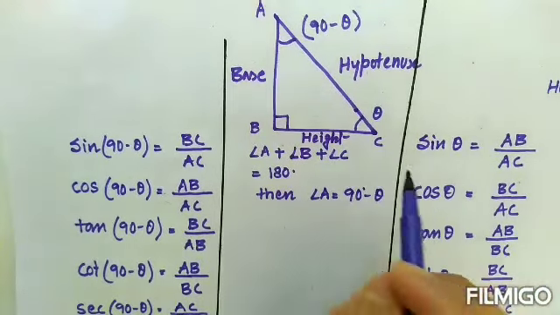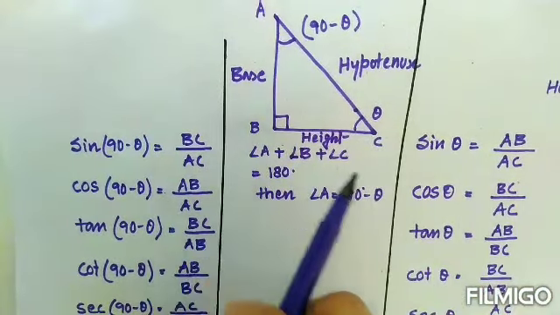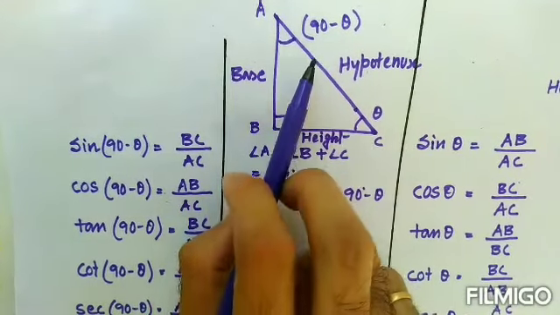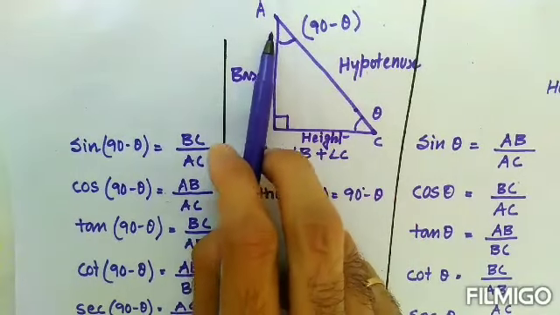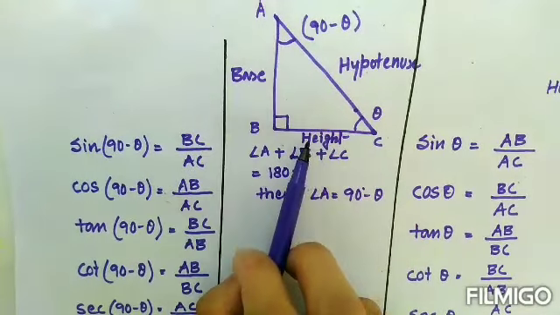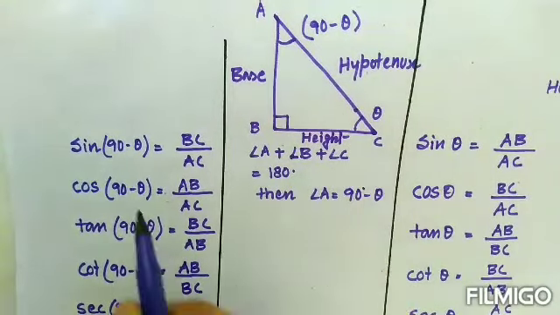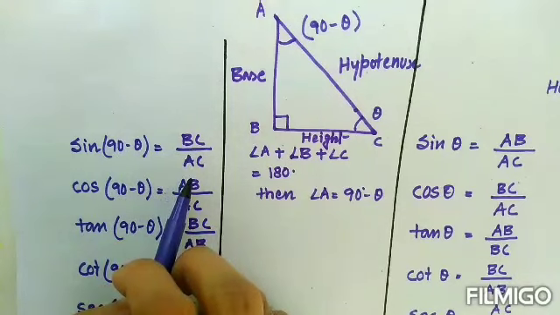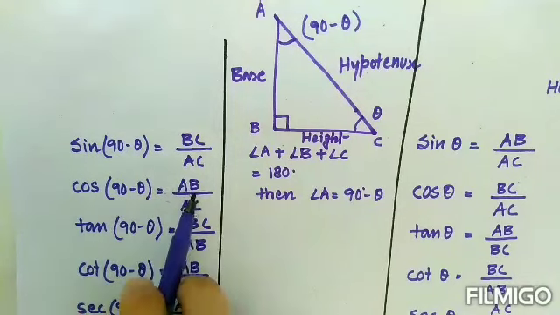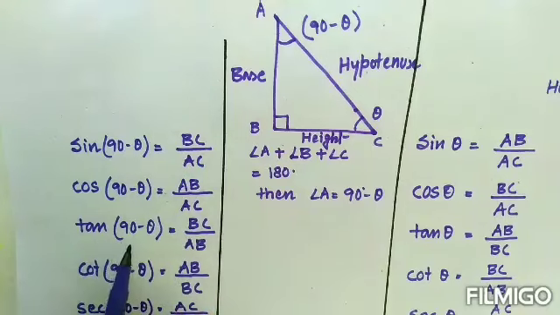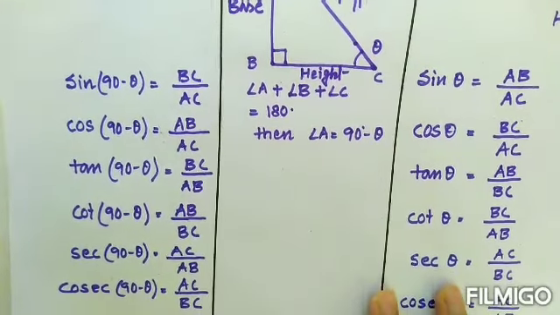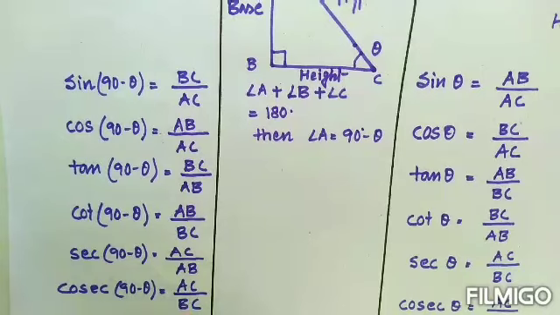So previously, AB was the height because angle C was the considered angle, that is theta. Here 90 minus theta is the considered angle, meaning angle A, so the height will be BC. Similarly, from here we can say that sin 90 minus theta is equal to BC by AC, cos 90 minus theta is equal to AB by AC, tan 90 minus theta is equal to BC by AB. Similarly, we write all of them up to cosec 90 minus theta.